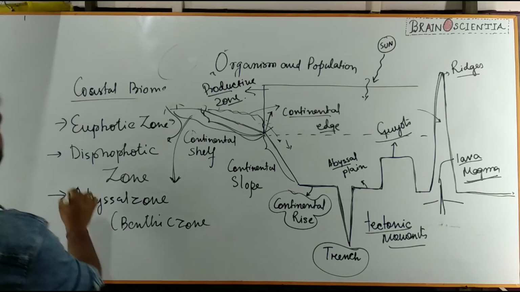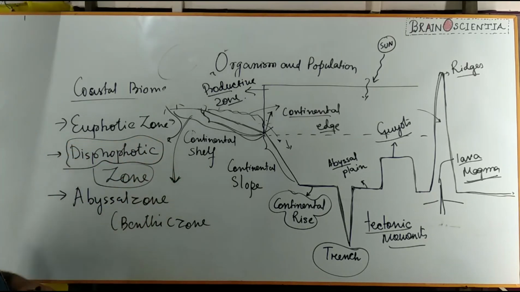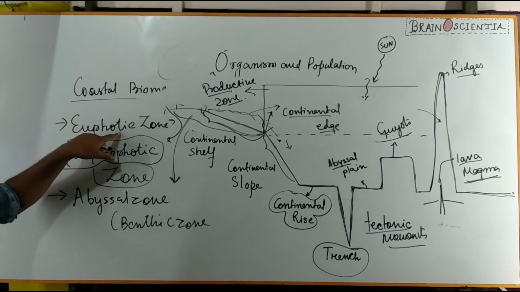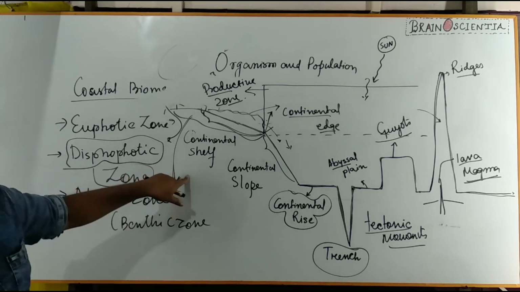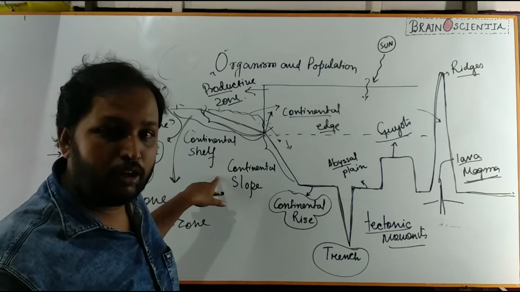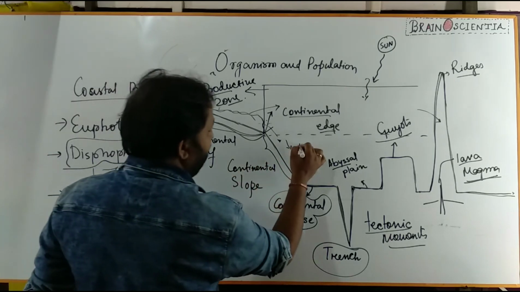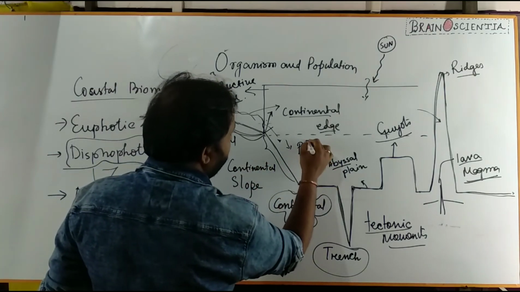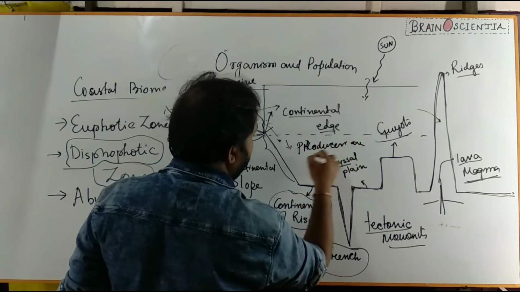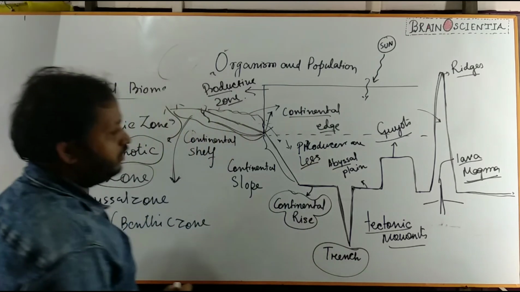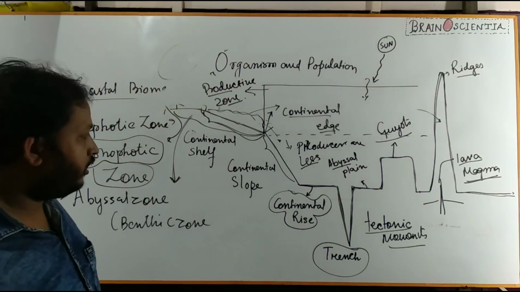Then it is followed by the dysphotic zone, where light penetration is not maximum. In the euphotic zone or photic zone, light penetration is maximum. But in the dysphotic zone, light penetration is limited. As a result, producers are less there in this region. Producers are less, but the consumers are also there.